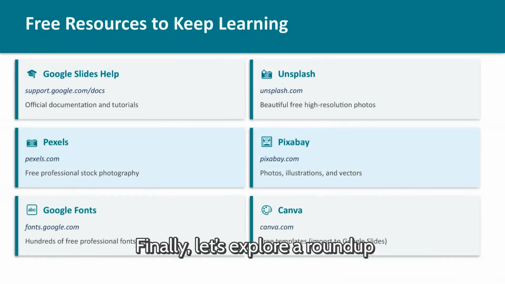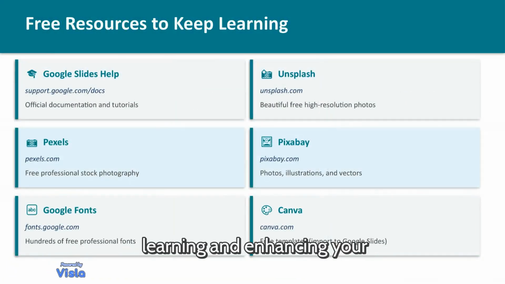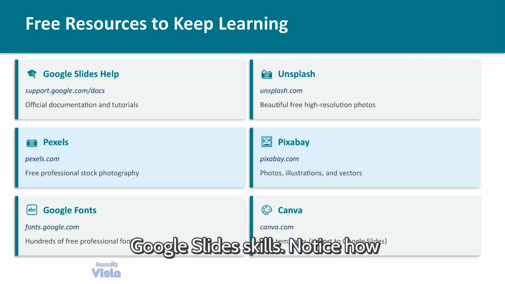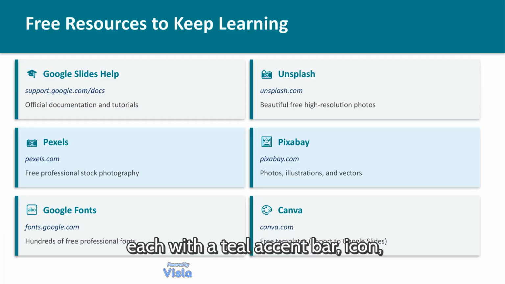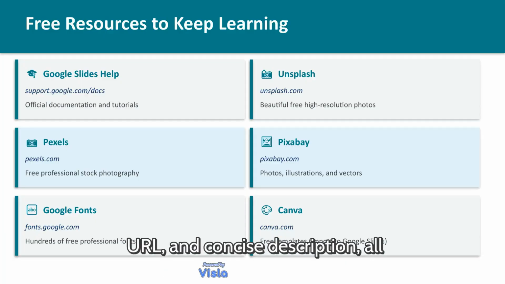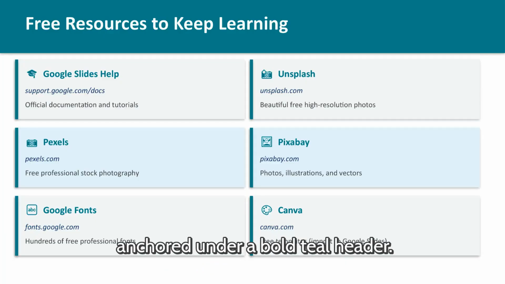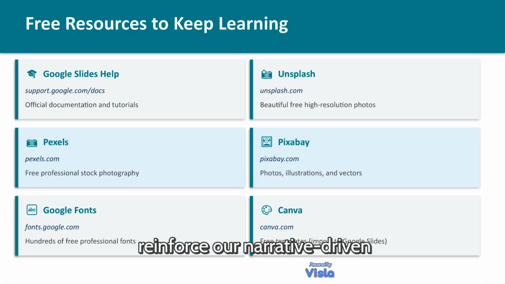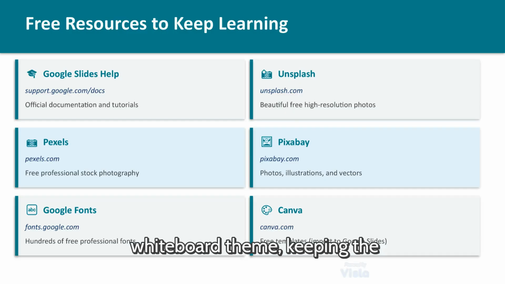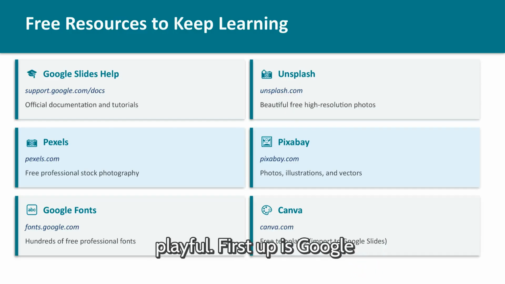Finally, let's explore a roundup of free resources to keep learning and enhancing your Google Slides skills. Notice how the slide arranges 6 cards in a 2-column by 3-row grid, each with a teal accent bar, icon, URL, and concise description, all anchored under a bold teal header. The hand-drawn style icons reinforce our narrative-driven whiteboard theme, keeping the slide visually engaging and playful.